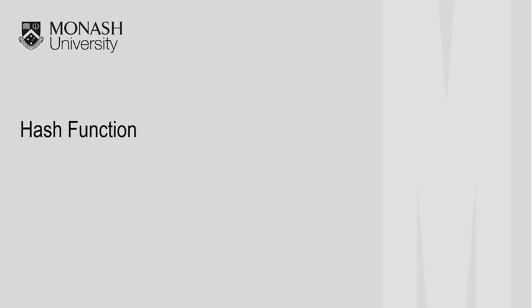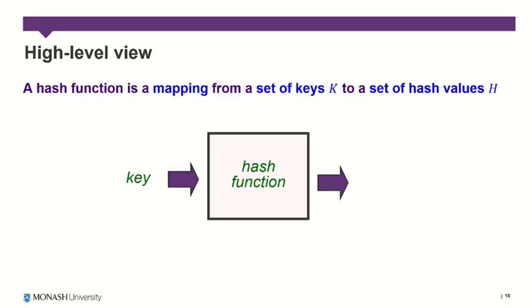So to implement our hash table, we're going to need, as one of the operations, our hash function to be able to map our key to a particular hash position. So let's have a look at how that works. At a high level, like I just said, we're going to use our hash function as a way to map a set of keys, k, to a set of hash values. So we get our key as input to our hash function, and that's going to give a particular hash value.